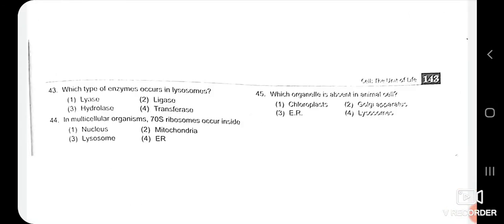Okay. Now next MCQ is which type of enzymes occur in lysosome? Lysosome has different types of enzymes and the name of that enzyme is hydrolase enzyme because we have seen that these enzymes are mostly active in presence of water. That's why they are called hydrolase enzymes. So correct answer is third.